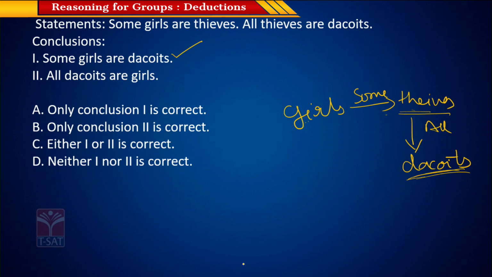And then the second conclusion is all dacoits are girls. So we know that all the thieves are dacoits, but out of these thieves there are some girls, but there could be some boys, right? There could be something else. So it doesn't definitely mean that all of these dacoits are girls. So this is not a logical conclusion. Only conclusion 1 is correct. So the answer is option A.